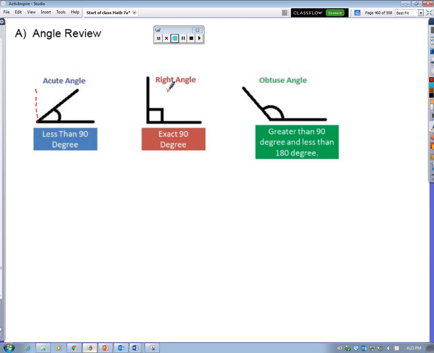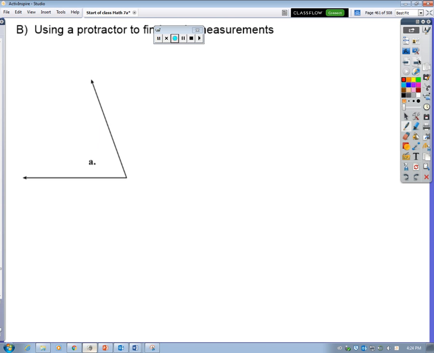And that leads us to the right angle, which is exactly 90 degrees. And then we have an obtuse angle, which is any angle that is greater than 90 but less than 180. So if we were going to put a line right here to show a 90-degree angle, it is any angle that is bigger than 90 degrees. Okay, it's good to know though, so that you can look at an angle and see what it is first before we begin to measure it.